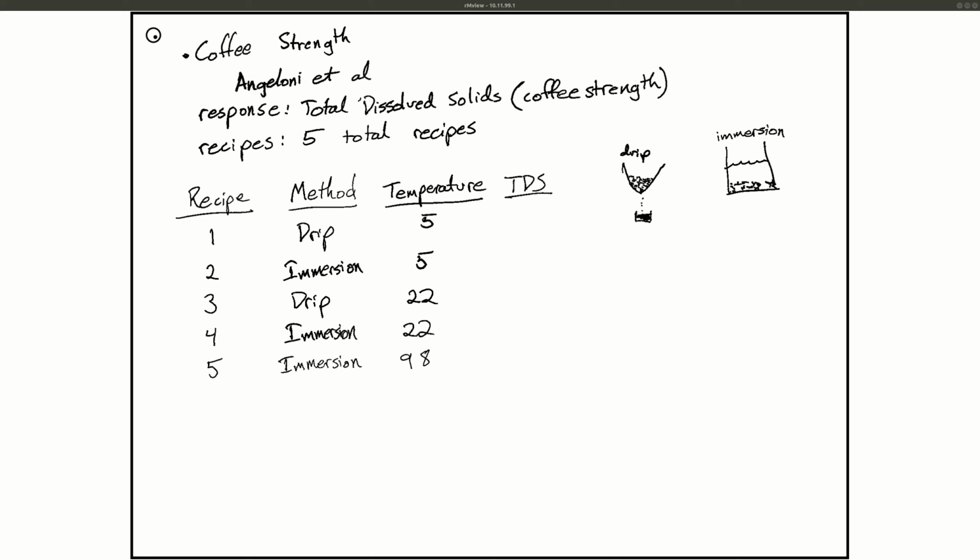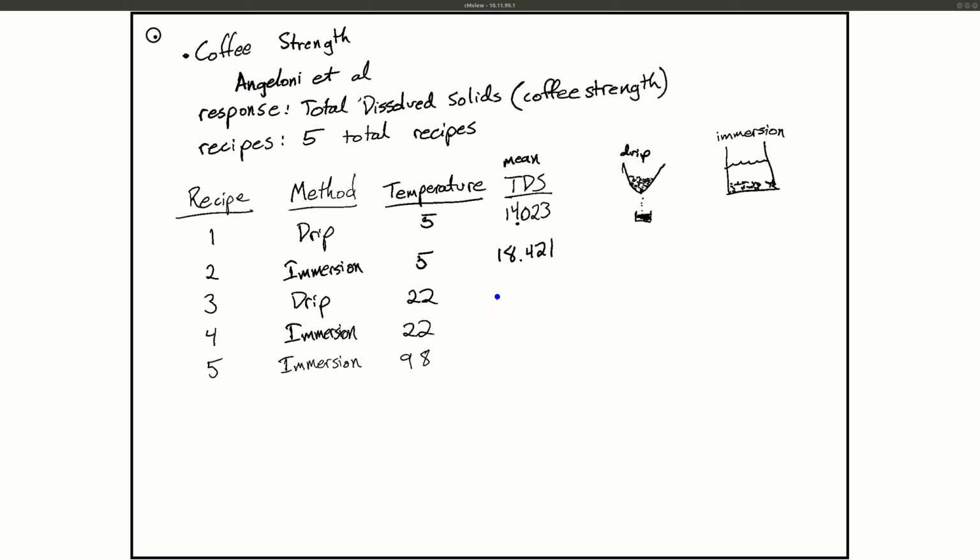Now our response variable was total dissolved solids, so that's coffee strength. For recipe 1, this is the mean total dissolved solids for all of the samples brewed with this recipe. It was 14.023. For immersion, it was 18.421. Recipe 2, method immersion and temperature 5.